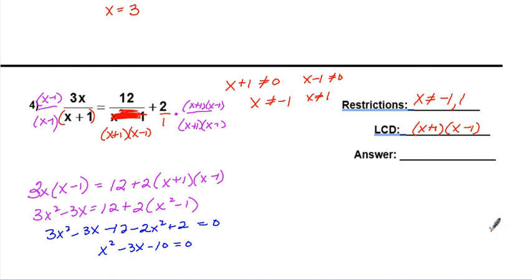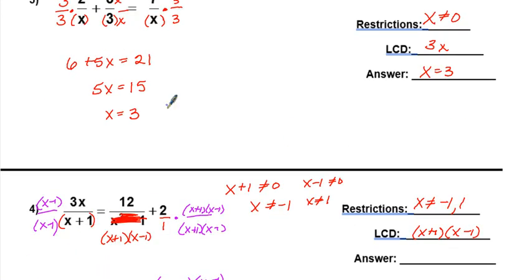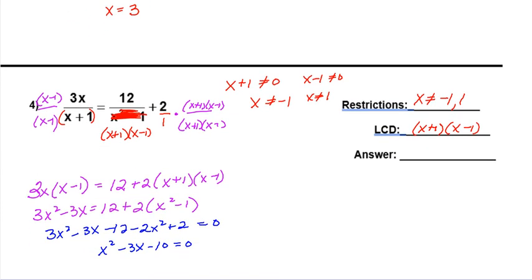So instead of a linear, like I had up here to solve, I've got a quadratic that I need to solve. How do I solve quadratics? I have a couple of tools in my bag of tricks. I have factoring and solving, I have completing the square, I have quadratic formula. The easiest being factoring and solving. So let's see if we can factor this. Is there anything that multiplies to negative 10 and adds to negative 3?